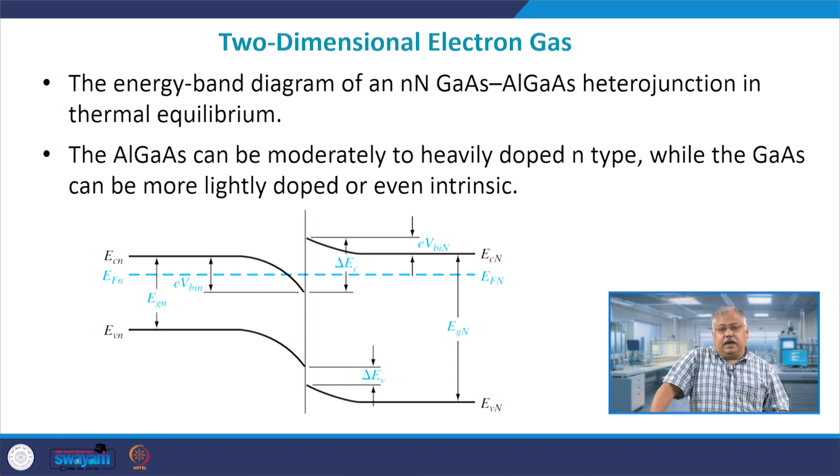And this is an example of an NN junction. On the left hand side is my n type gallium arsenide, and on the right hand side I have a capital N type aluminum gallium arsenide of a wider band gap.